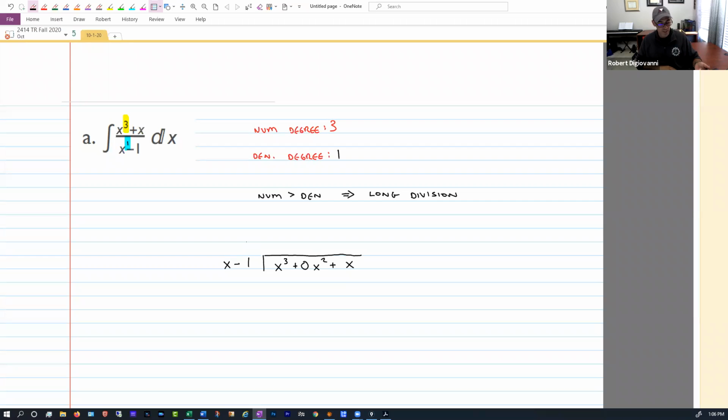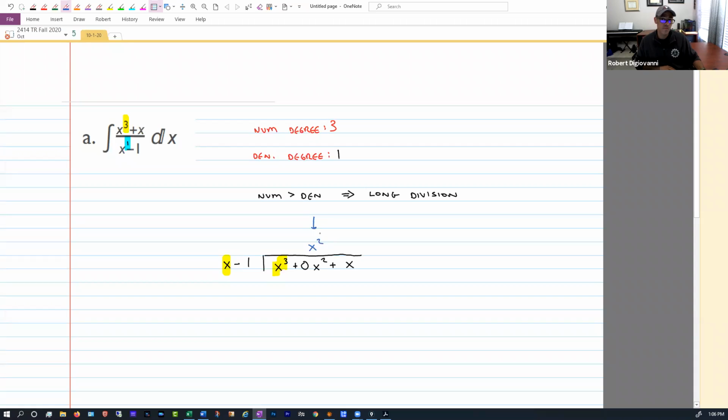So now we just play this game. We look at the x out here and we ask ourselves, what do we have to multiply x by to get x cubed? So we say, okay, x times x squared, so we put x squared there. Some professors tell you that you need to put it over the x squared here. It actually doesn't matter where it goes. You just slap it up top somewhere. So I'm going to put it here.